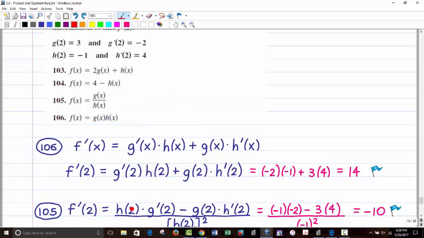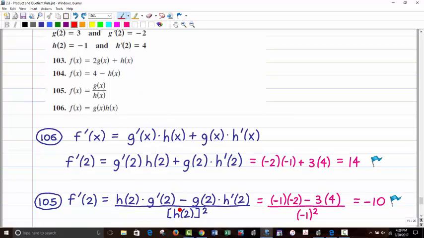So you see all the 2's are already there, so it's a matter of going back and finding those numbers. H of 2 is negative 1, g prime of 2 is negative 2, minus g of 2, which is 3, times h prime of 2, which is 4. And then over the bottom, it's h of 2 squared, negative 1 squared, which is 1, so the bottom goes away. And you have 2 minus 12, which is negative 10. And that concludes this video for the product and quotient rule.